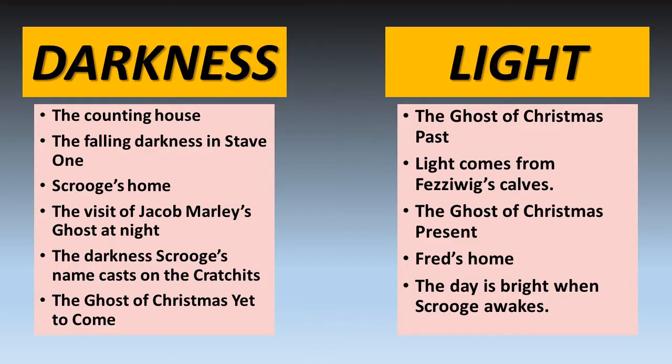The ghost of Christmas past is associated with light. Light comes from Fezziwig's calves while he dances. The ghost of Christmas present is also associated with light. It comes from his torch, and also light comes from underneath the door before Scrooge meets that ghost. Fred's home is warmly lit, and at the end of the novel, it's a very bright day when Scrooge awakes. So darkness and light are in opposition with each other in the novel.